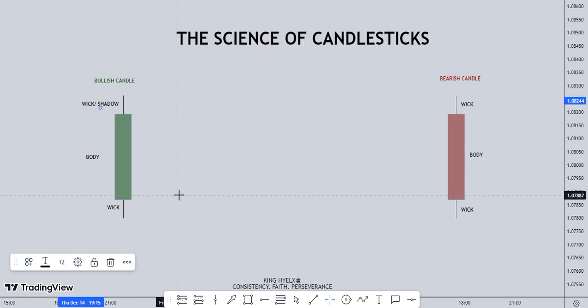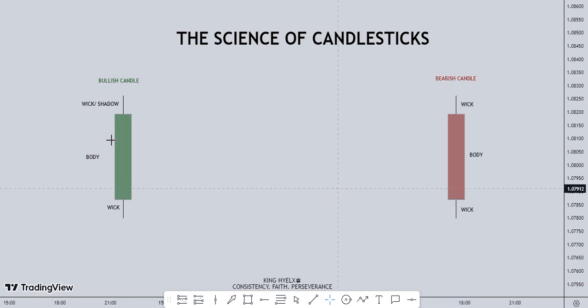We have two types of candles. This is called the bullish candle, this is called the bearish candle. The reason I use green and red to identify them is because on TradingView or any platform, usually green represents going up and red represents going down. That's basically what is meant by bullish and bearish candle. A bullish candle is a candle that goes up, a bearish candle is a candle that goes down.